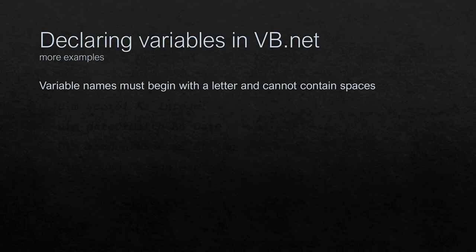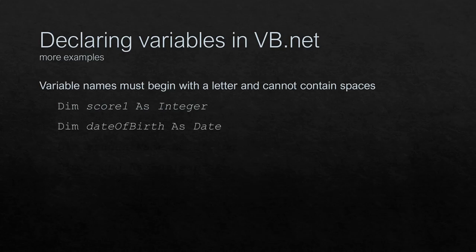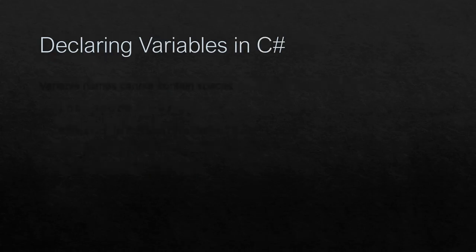Now here's some examples in Visual Basic.NET. The key thing here is the variable names must begin with a letter and cannot contain any spaces or symbols. So Dim score1 As Integer, Dim dateOfBirth As Date, Dim studentName As String, Dim found As Boolean, and so on.